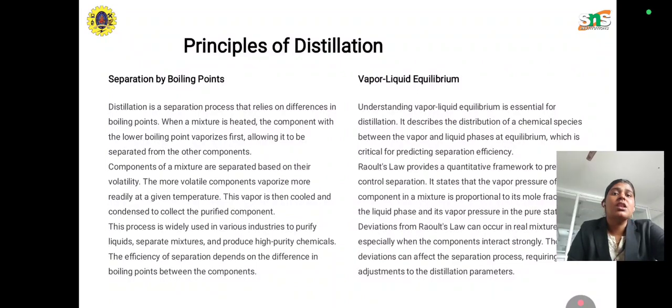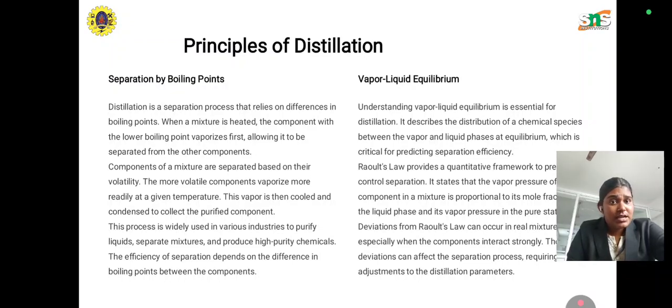First of all, separation by boiling points. Distillation is a separation technique that relies on the difference in boiling points. When a mixture is heated, the components with the lower boiling point vaporize first, allowing them to separate from the other components. So the components of the mixture are separated based on their volatility. The more volatile components vaporize more readily at a given temperature. The vapor is then cooled and condensed to collect the purified components.